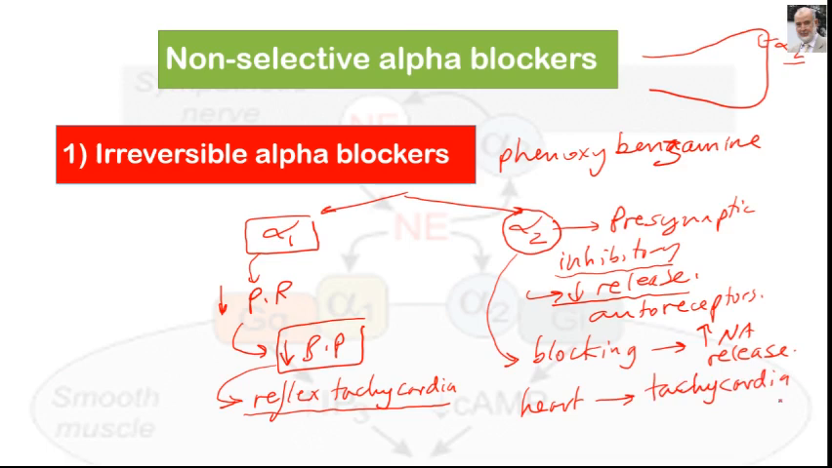Okay, therefore, phenoxybenzamine will produce tachycardia by two mechanisms. The first is the reflex mechanism through the baroreceptor effect, and the second is the direct effect by blocking presynaptic alpha 2 receptors. So phenoxybenzamine will produce a decrease in blood pressure plus severe tachycardia.